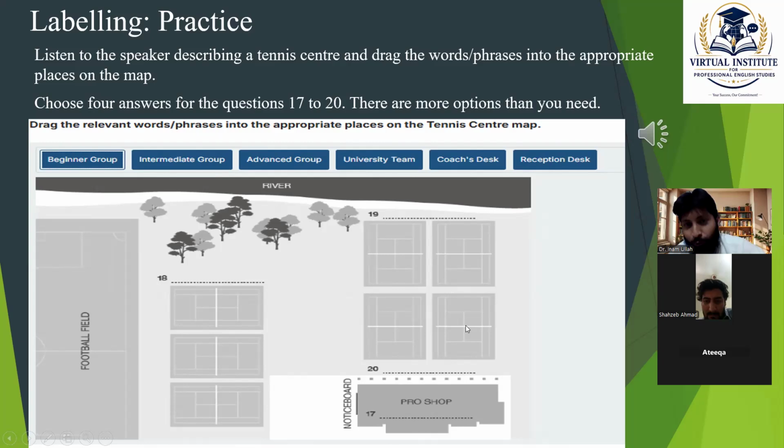So these are the two courts which are nearest to the pro shop. So in question number 20, the intermediate group is the right option. Is it clear? So the thing is that you need to follow all the instructions given on the map, read them carefully, mark them, and then listen to the synonyms or the paraphrased words and then answer. Okay? Is it clear? Yes.